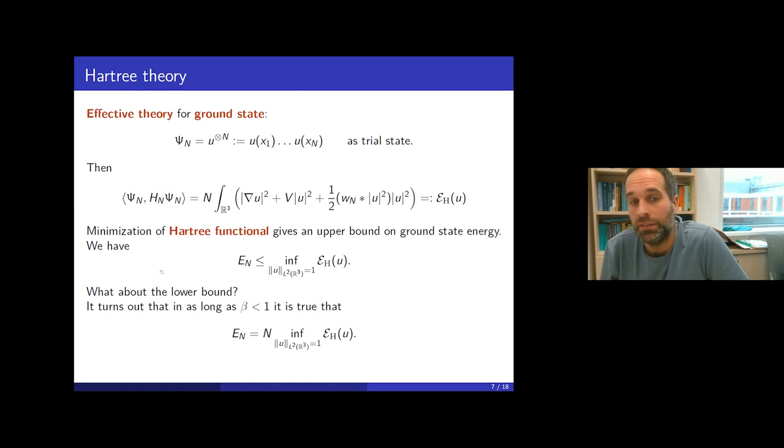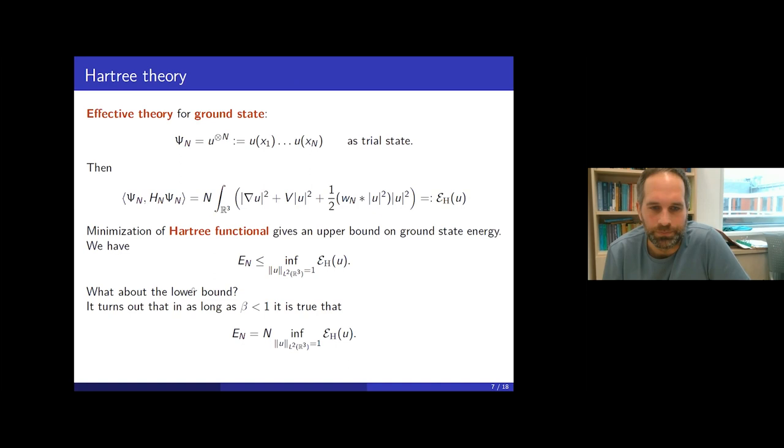Then you can minimize the Hartree functional. This is a one-body problem now, but a nonlinear one. In this way, you derive an upper bound for the ground state energy. You note that the ground state energy is smaller than or equal to the infimum of this functional over all one-body functions, because you chose u to be a one-body function. Usually the upper bounds are simpler because you have the variational principle. What is more difficult is to derive lower bounds.